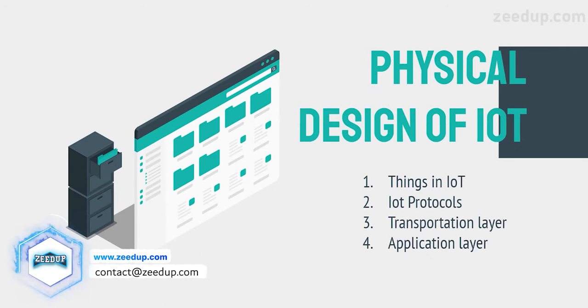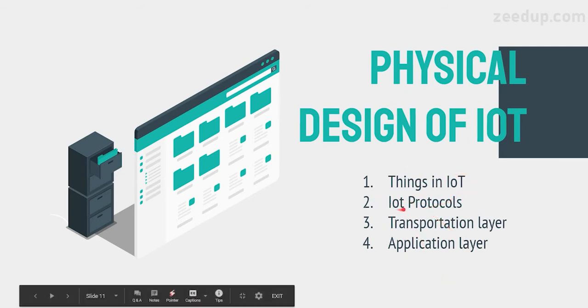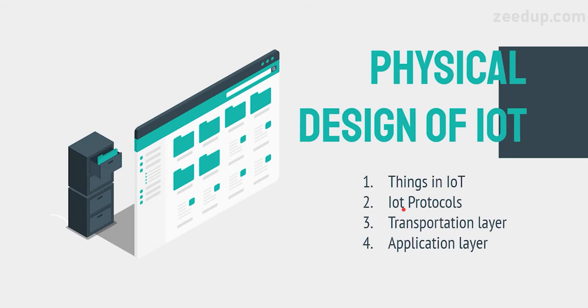Next, what type of protocols can I tell you about? I hope you all know about IP. The next one, IoT protocols. IoT protocols are categorized under two categories: link layers and the network or internet layer.